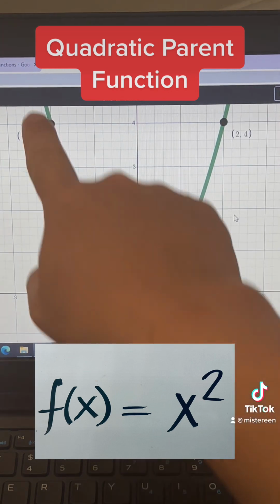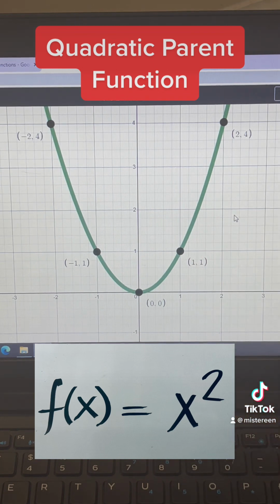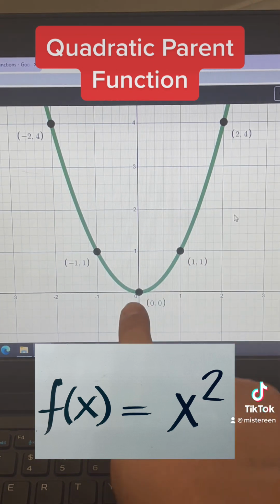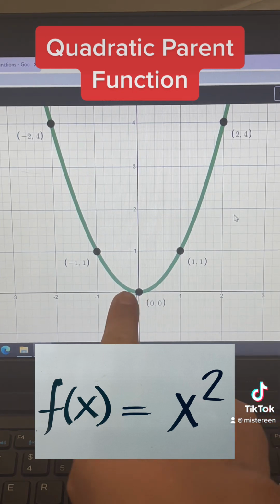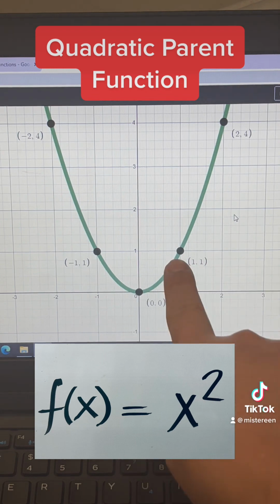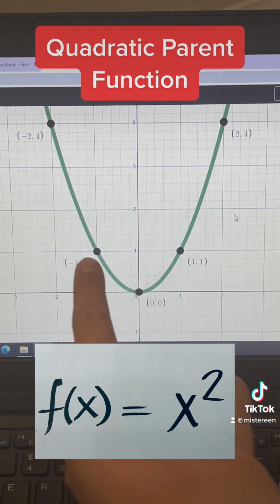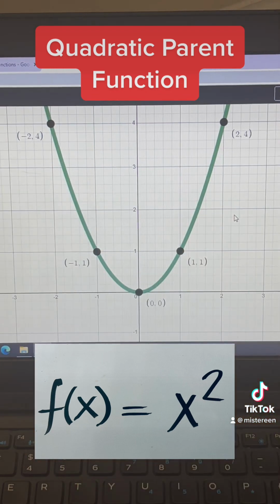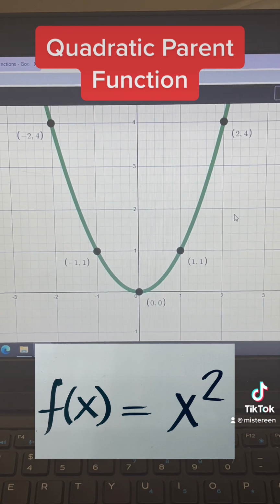As you can see, I have highlighted here the five important points in our parabola. Our quadratic function passes through the points (0, 0), (1, 1), (-1, 1), (2, 4), and (-2, 4). So take note of this. This is the baseline for our quadratic function.